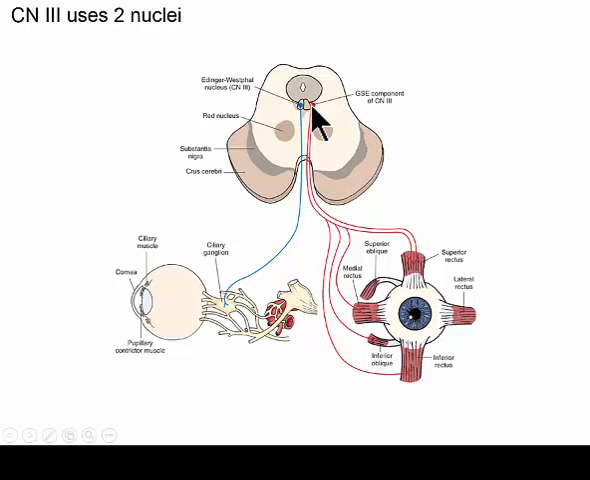Here, this little red is supposed to represent the Edinger-Westphal nucleus. Sorry, I got that backwards. This little red is supposed to indicate the general somatic efferent component of 3, because here it's going to the extraocular muscles down here. And then this other portion is the Edinger-Westphal, and via the ciliary ganglia, it's going to innervate the ciliary muscle and the pupillary constrictor muscle.